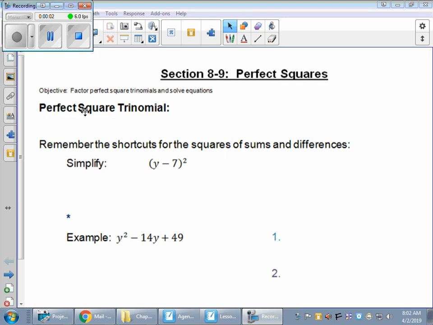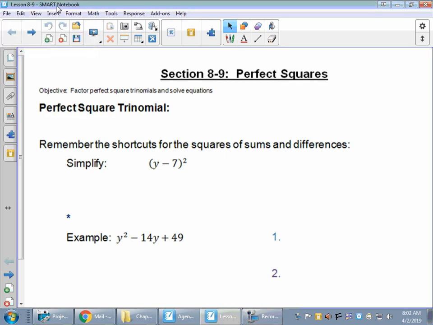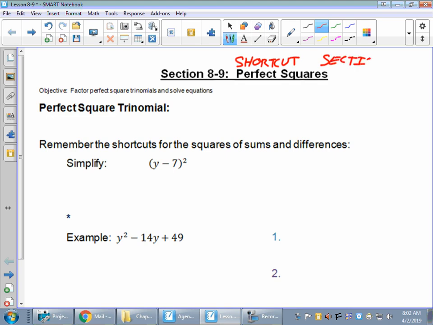All right. Welcome back. Section 8.9, perfect squares. This is the last section in Chapter 8, which has been a long chapter, but this is the last one. And this is one that we call a shortcut section because it gives you little shortcuts, but you don't necessarily need to use it. If you want to factor the way that you've been factoring, well, then you can do that.